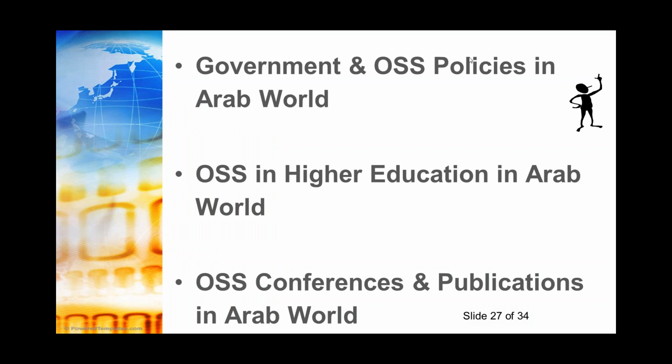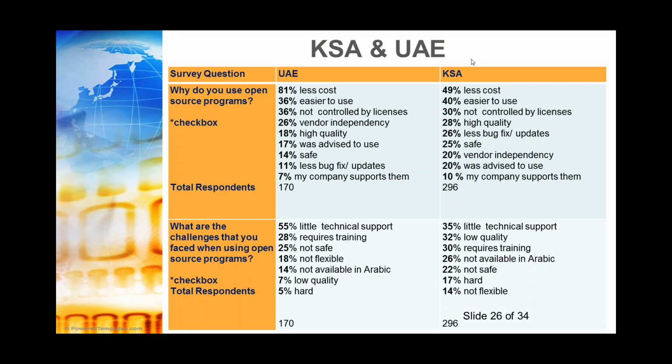Continuing with the same survey, we confirmed what Trent has said and what Aya has said. The top 3 reasons why people would move to or prefer open source software over commercial ones are the cost, that it's easy to use, and that it's not controlled by license. According to the challenges and why some participants hesitate to use open source software, the top 2 challenges in both countries are little technical support and that it requires training.